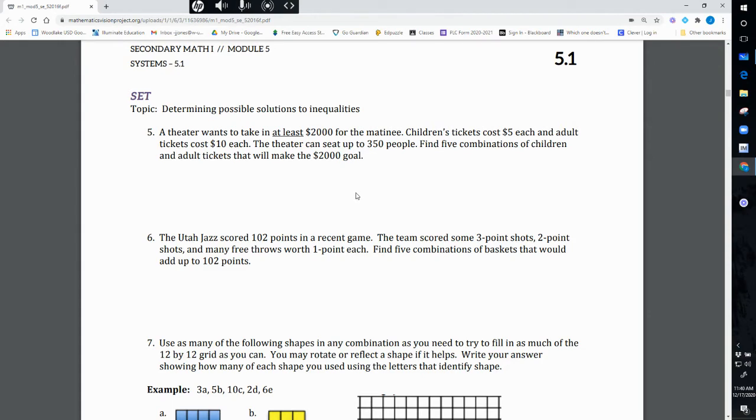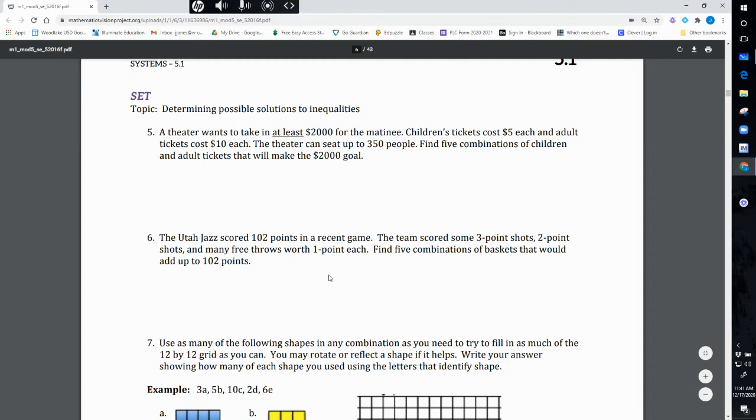Okay, so this is just like the problems we did the last time we were together with the pet sitters. Okay, you need to take this information, cross off the stuff that doesn't matter, and figure out what the constraints are. You can only fit 350 people. Okay, make children x and adults y or something, and then try and see if you can make an equation that represents this. Okay, and then give 5 combinations that will work.